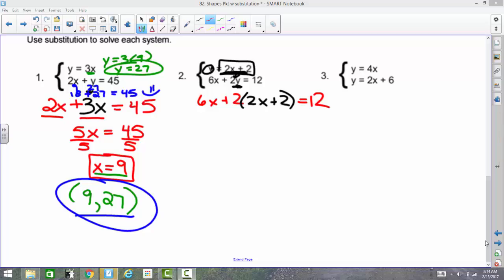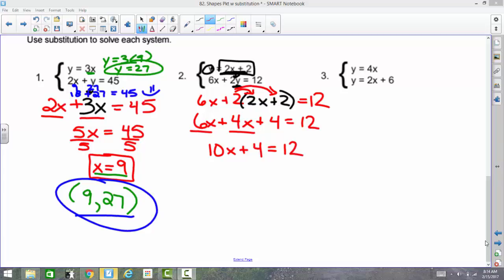Okay, you have a number outside of a parentheses. That means you need to distribute to get the parentheses gone. So 6x plus 4x plus 4 equals 12. 6x plus 4x is equal to 10x. And then to solve for x, you need to get the x alone. 10 and x are really good buds. They're tight. So the 10 leaves last. So you need to undo the added 4 by subtracting 4 because you're undoing the order of operations.